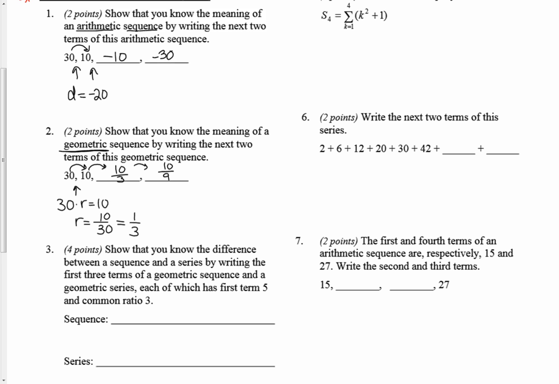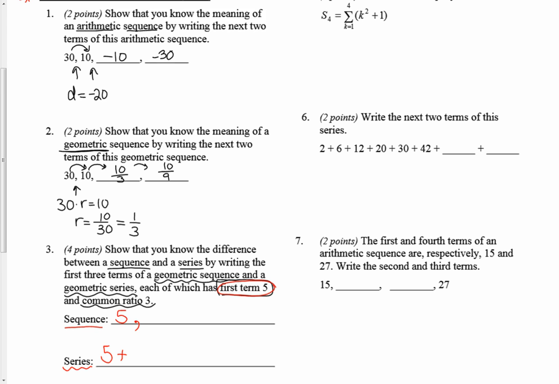All right, on number 3, it says show that you know the difference between a sequence and a series by writing the first 3 terms of a geometric sequence and a geometric series, each of which has a first term of 5 and a common ratio of 3. So this is a lot of information here, but either way, we see that this first term has to be 5. So whether we're talking about a sequence or a series, the first term is 5. In order to be a sequence, that means I need to have a comma before I get to my next term. Whereas if I were down here in the series, I would have 5 plus whatever my next term is.